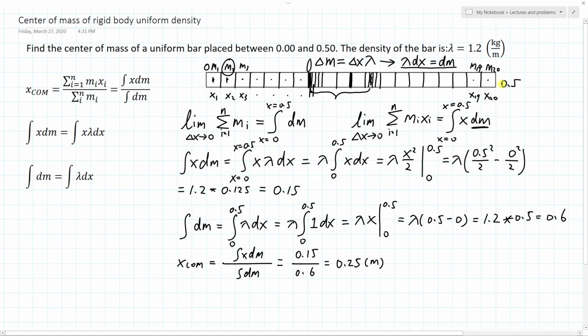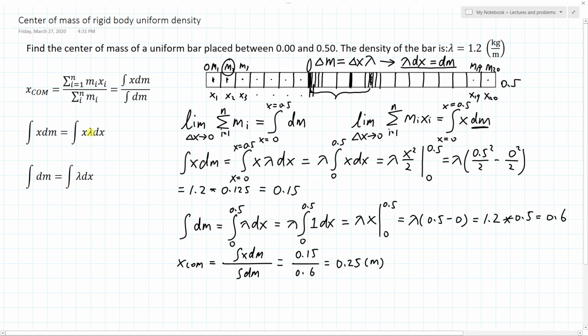0.25 right here. So let's review this. First, we have this bar here, and it sits between 0 and 0.5. And then we need to find out the center of mass. The center of mass has two integrations, x dm and dm. And in order to integrate, we need to turn dm into something that can be integrated with dx. So this is a formula right here. dm is lambda dx. This is in a one-dimensional situation where you have a bar. So anywhere you see dm, you turn it into lambda dx. So this turns into x times lambda dx, and that turns into lambda dx.